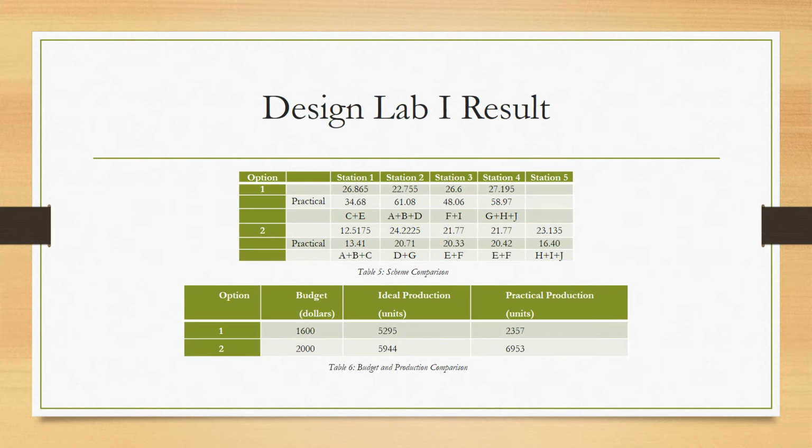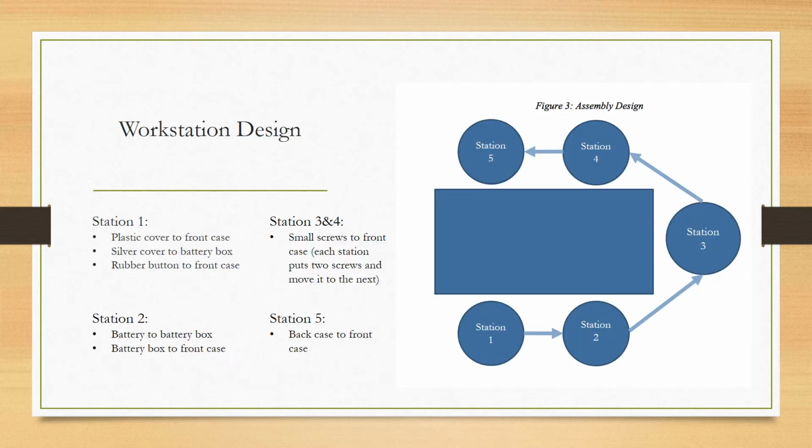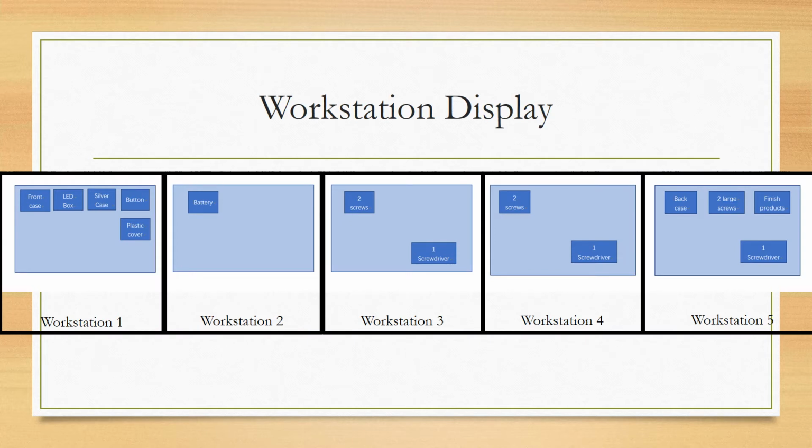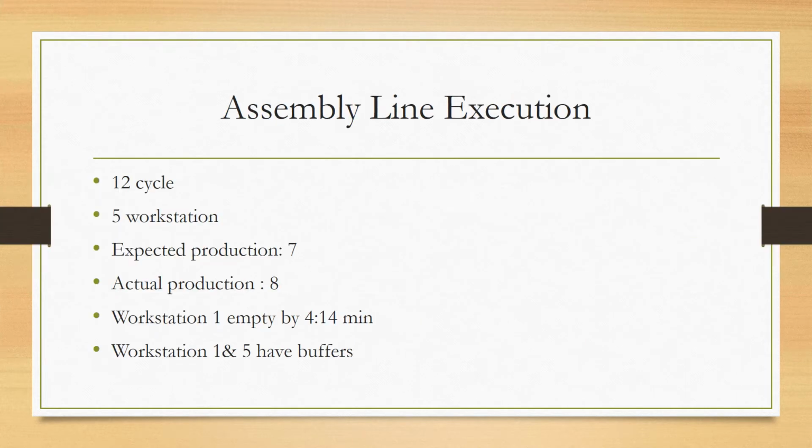You can see option 2, before we calculate K0 as 4, however, we think that using 5 workstations would be a better option. And this is our workstation design flow, and we use this for workstation display. And this is our assembly line execution. So with 12 cycles and 5 workstations, the expected production was 7.